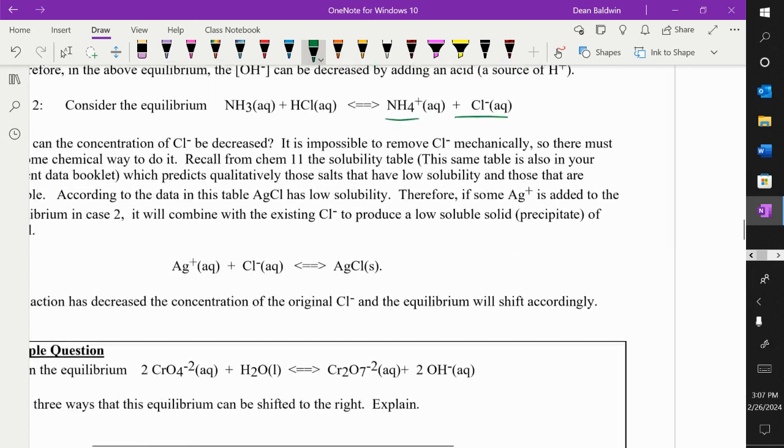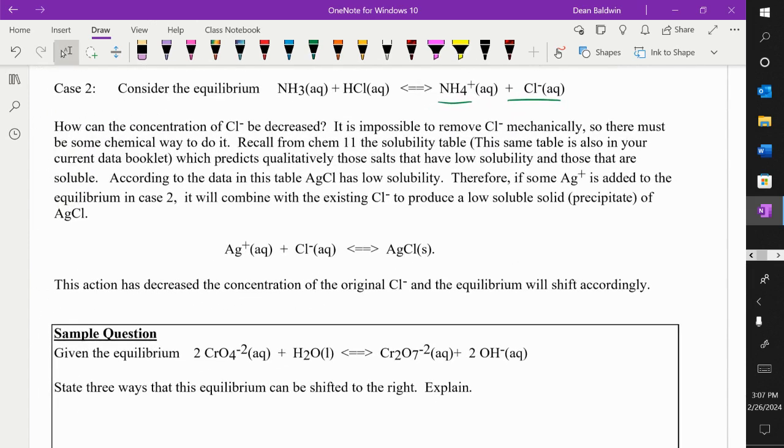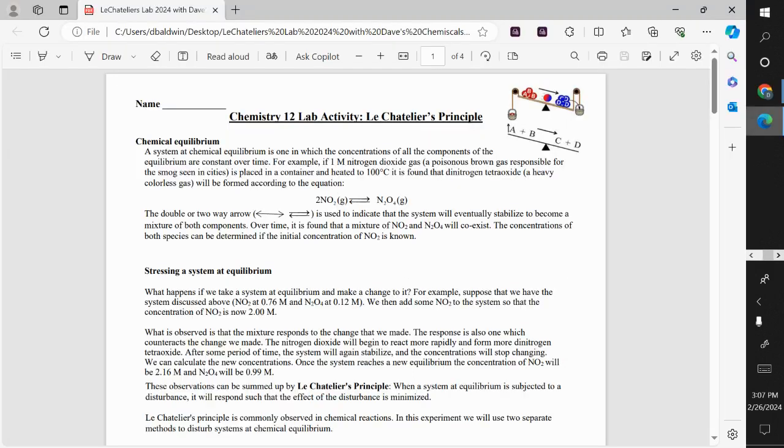So, and this is what you did in the lab. I'll bring up the lab in a sec here. If we add silver ions, they react with the chlorine. They form silver chloride, which is a solid. That solid falls out of solution. You did that with, I think it was iron. Yeah, or something like that. And you formed that white color cloudy thing, and then it went clear. That's because you were pulling it out of solution. I have your lab here. I should just pull it up.